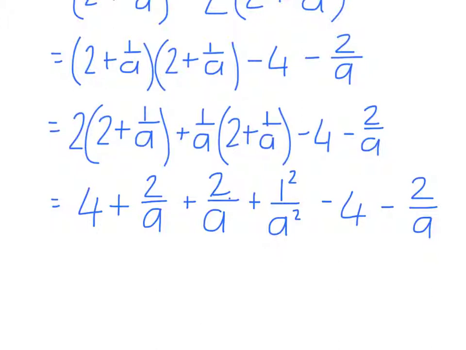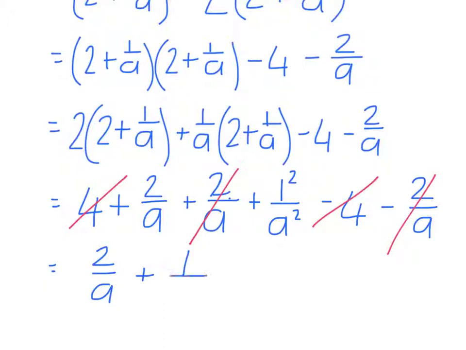So we have a plus 4 and we have a minus 4, which will cancel each other out. If we collect together the like terms, we might be able to see what happens next. Well, in fact, before that, we have a plus 2 over a and a minus 2 over a, so they can cancel out. So in fact, what that leaves us with is 2 over a plus 1 squared over a squared, which is just 1 over a squared.